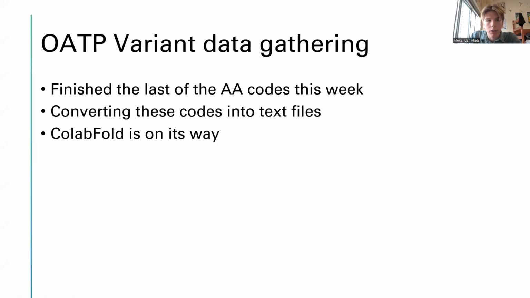So I've been working on the OATP variants, the data gathering. I finished getting those amino acid codes this week from the variant OATPs. And then I started converting the codes, which I put into a Google Doc for each of 1B1, 1B3, and 2B1. So I'm putting those in text files so I can get rolling on ColabFold. I'll start doing that, working from the tutorials.